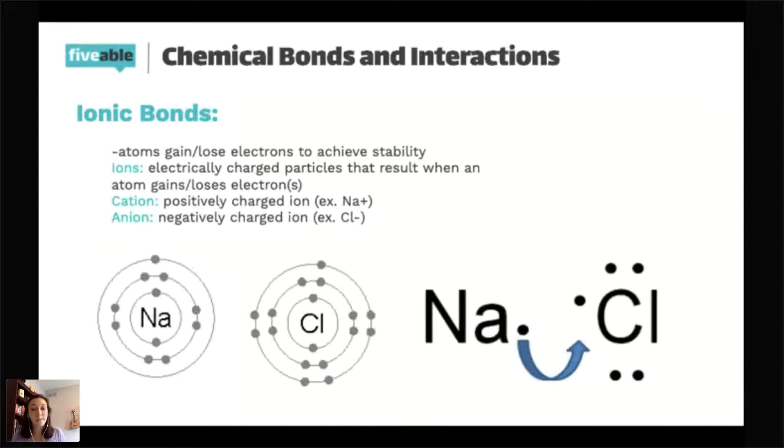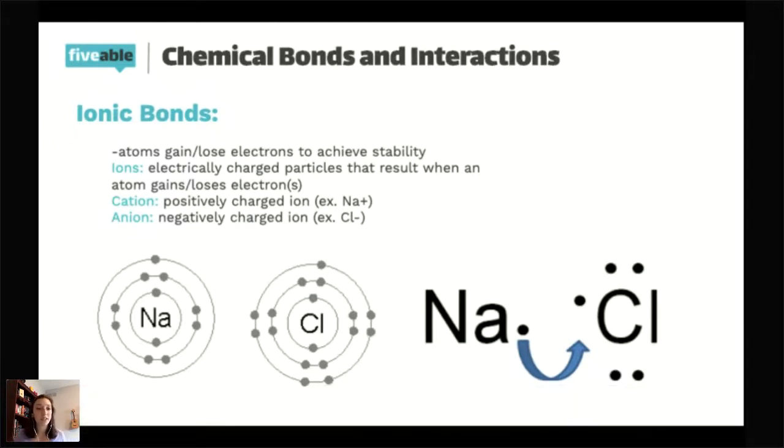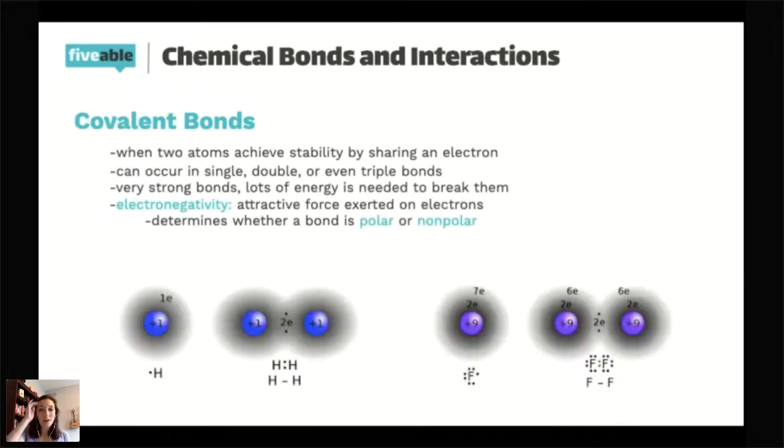I have some vocab listed in here as well. Ions, electrically charged particles that result when an atom gains or loses electrons. Cations and anions, so positively and negatively charged, respectively. I'm sure you guys are all super familiar. So next we have covalent bonds, which are really, really important in biology. You're going to see a lot of covalent bonds within some of these macromolecules.